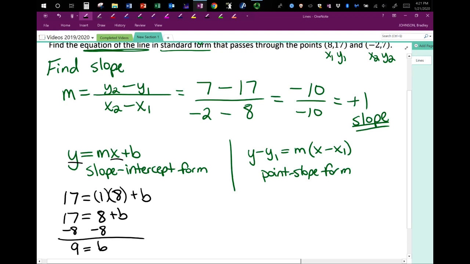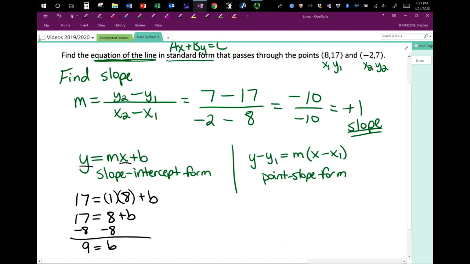What if you pick the other point? If you pick the other point, negative 2, 7, you would end up with the same answer. So you could try that on your own. Try plugging in negative 2 and 7 for the x and the y. You will get positive 9 for b.